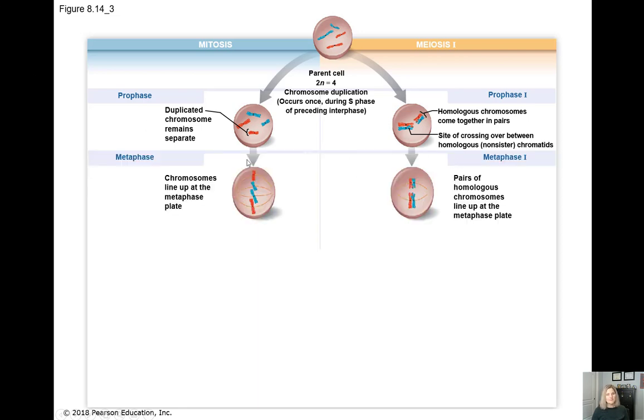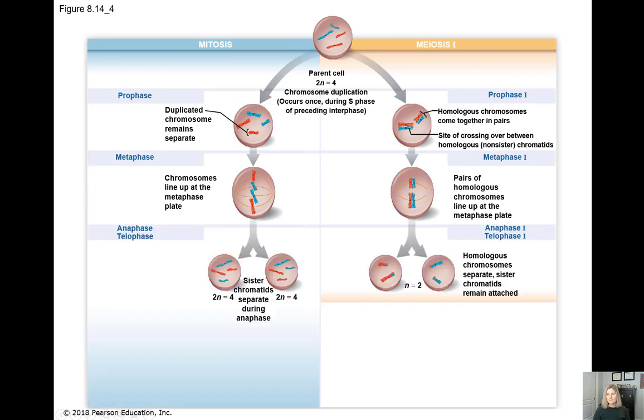In metaphase part 1, here's another difference. In mitosis, they're just lined up. In metaphase part 1, they're lined up as homologous pairs. And then anaphase and telophase, big difference here. In anaphase in mitosis, the sister chromatids separate, and you end up with your daughter cells. In anaphase part 1, the sister chromatids are stuck together. So you still have the sister chromatids together, it's just that you're separating the homologs from each other.